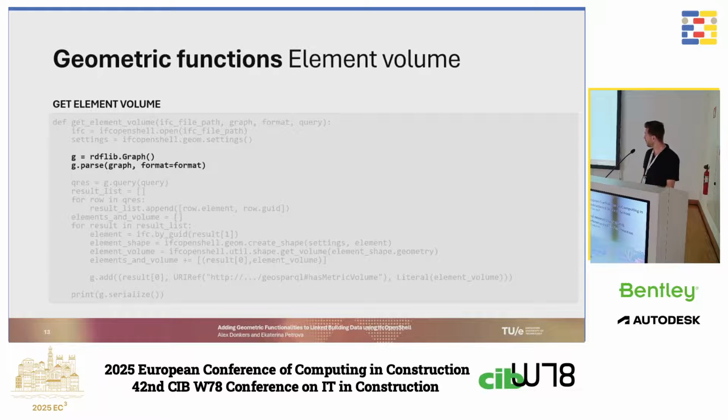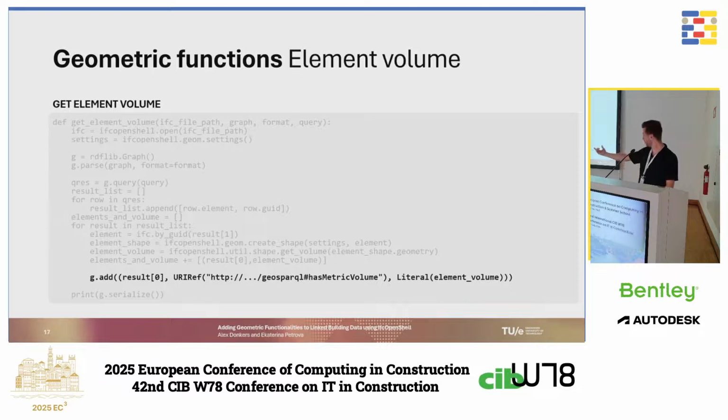We open the graph, the linked building data graph, using RDFlib. Then we run the query that I just showed, so we ask for all the elements and the GUIDs. And then using those GUIDs, we open the elements in IfcOpenShell, so in the IFC. Then using IfcOpenShell, we calculate the volume of those elements, and then we store the volume in a new triple in the graph again.